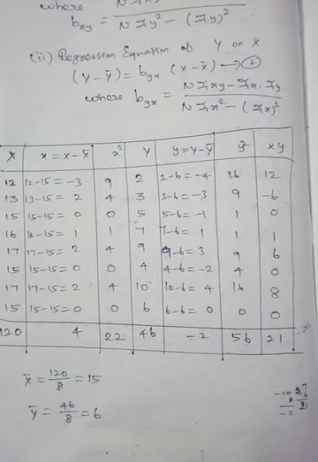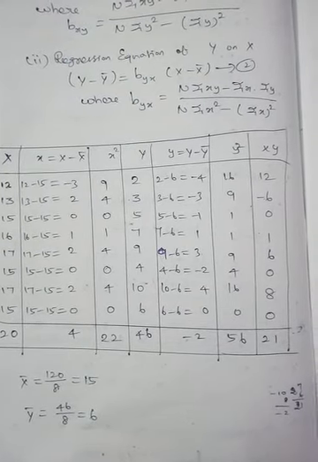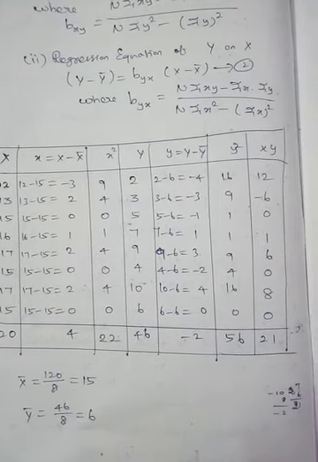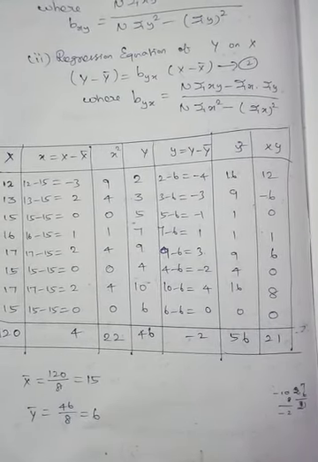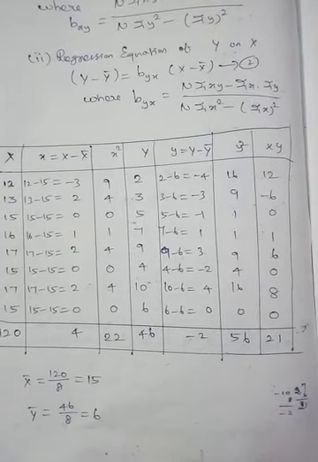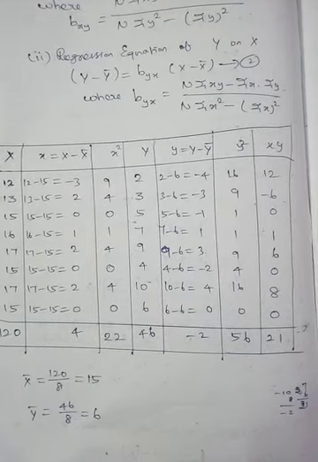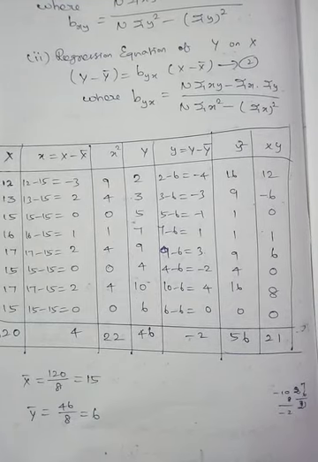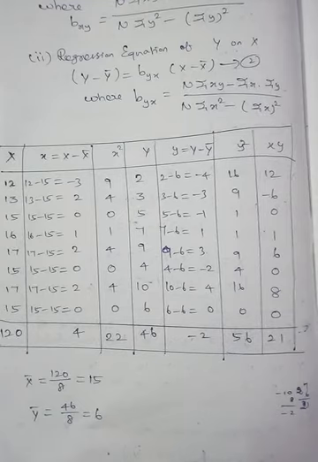So 12 minus 15 is minus 3, 13 minus 15 is minus 2, 15 minus 15 is 0, 16 minus 15 is 1, 17 minus 15 is 2, 15 minus 15 is 0, 17 minus 15 is 2, 15 minus 15 is 0. And then find x squared for the second column. So minus 3 the whole square is 9, then 2 squared is 4, 0 squared is 0, 1 squared is 1, 2 squared is 4, 0 squared is 0, 2 squared is 4, 0 squared is 0.